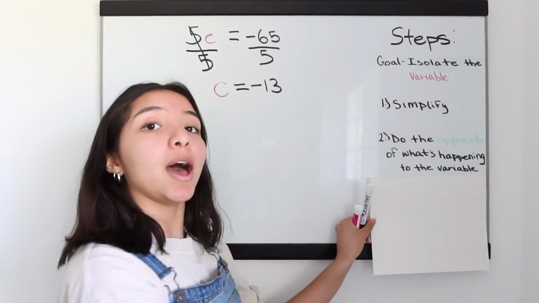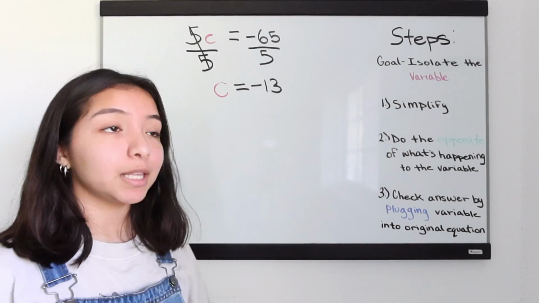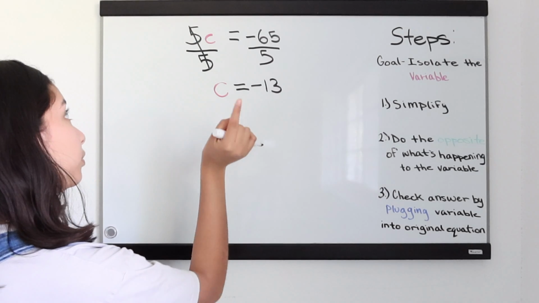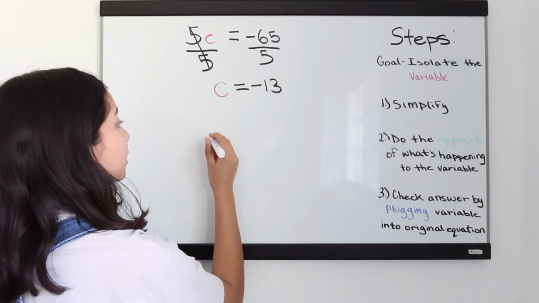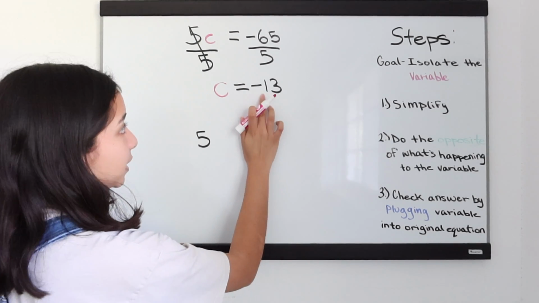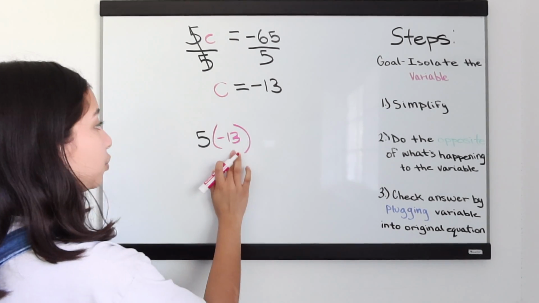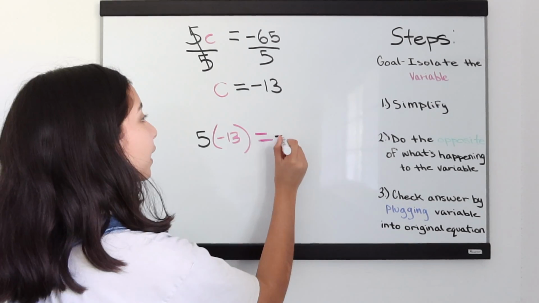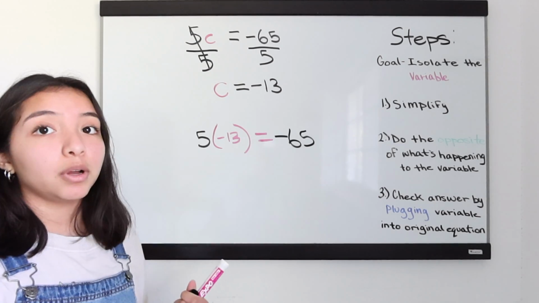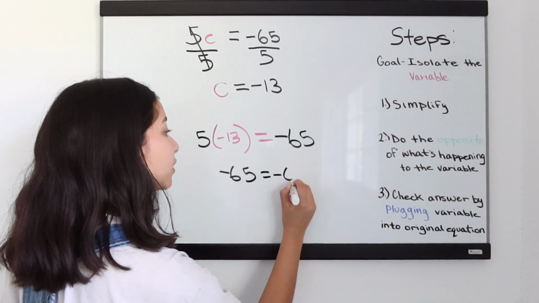We still have to do another step, and that other step is checking your answer by plugging the variable into the original equation. What is the original equation? Well, the original equation is 5c is equal to negative 65. What does c equal? c equals negative 13. So we're going to plug negative 13 into the original equation. Negative 13 times 5 is equal to negative 65.